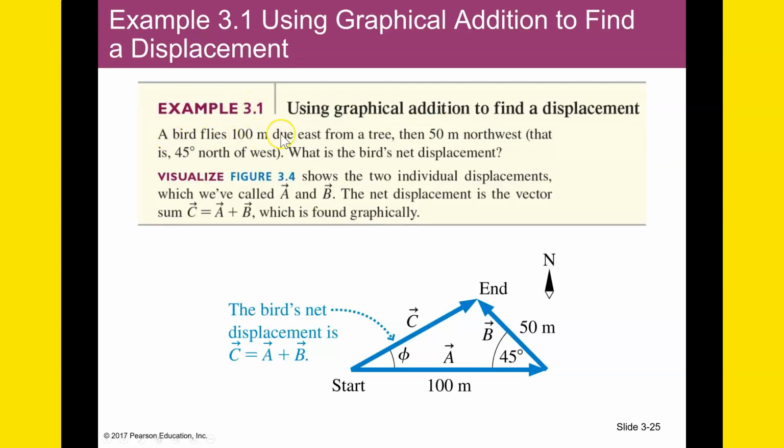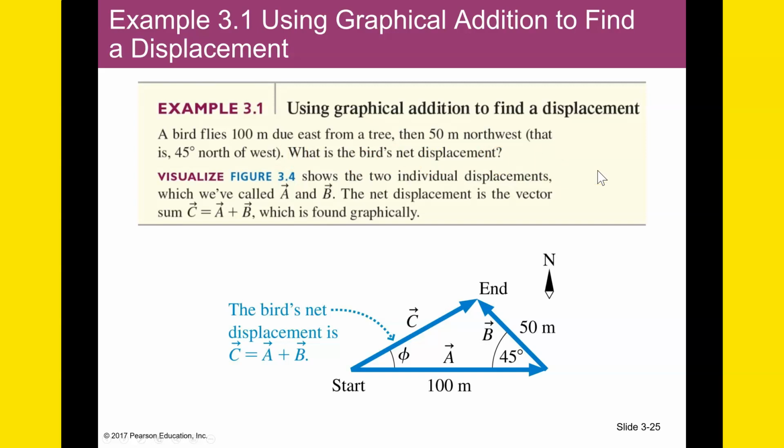Example 3.1. A bird flies 100 miles due east from a tree, then 50 meters northwest. When it says northwest, it means at a 45 degree angle between north and west. So that is 45 degrees north of west, or you could even say 45 degrees west of north, because they're the same thing in the special case of 45 degrees. What is the bird's net displacement?